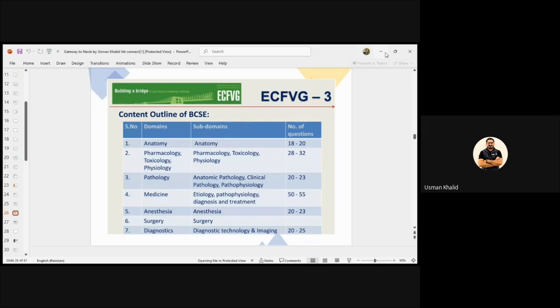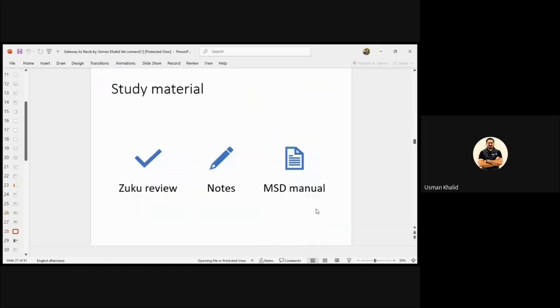But definitely I'm going to tell you this is not more important than medicine and those things that we talked about. So don't spend many hours on this, rather prepare for medicine, anatomy, and physiology. As for study material, you have different study material like Zuku, and different notes are available, the MSc manual, and you can consult different kinds of books as well, I will say.